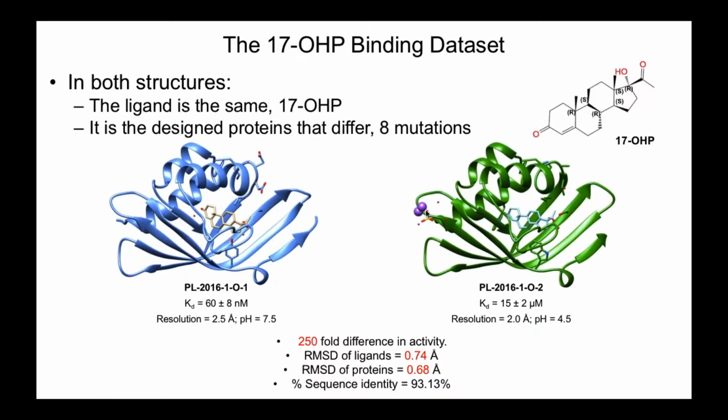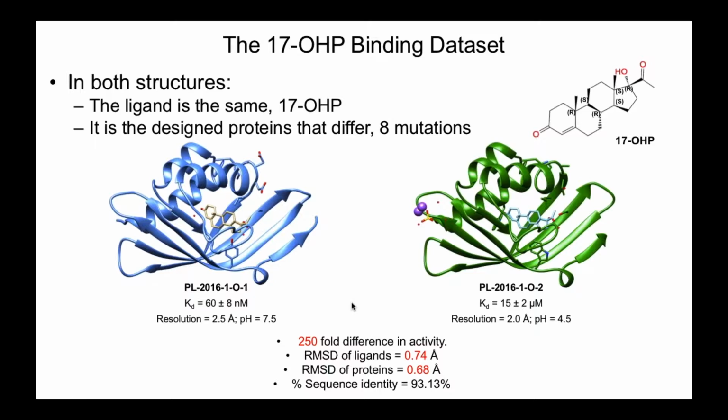Unlike other protein challenges that we had so far, in these data sets, the ligand stays the same. It's called 17-OHP in this case, shown on the right. And it is a designed protein that differs by 18 mutations. And for the sake of the challenge, we changed the naming of the proteins. And as you can see below the protein structure, our proteins are called PL2016-1-O-1, and then the second one is -1-O-2.